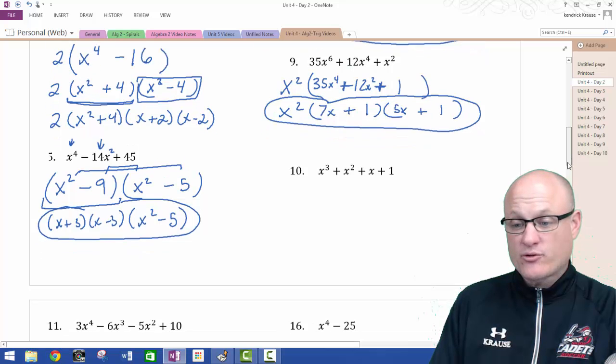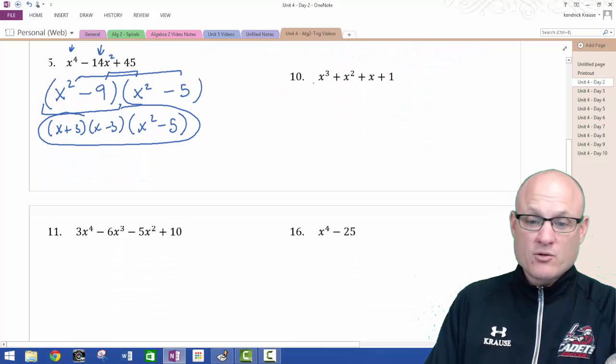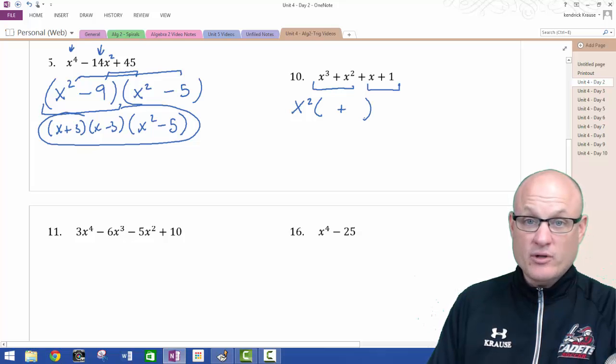Since 10 has 4 terms, we're going to group them. Group these two. Group these two. I can take out an x squared. And I'm left with, again, wait a second, let me fill these holes. This one is tricky. I took out an x squared, I'm left with an x. I took out an x squared from x squared, I'm left with a 1.